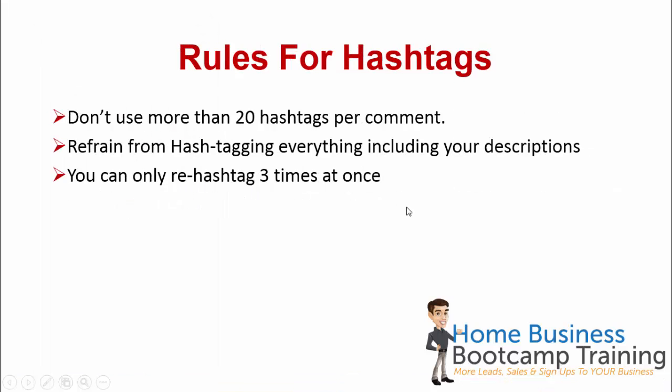This is how they're going to find you. So, rules for hashtags: you don't want to use more than 20 hashtags per comment, okay? Instagram now doesn't allow you to post more than 30 hashtags per comment, but don't use more than 20 because it looks too spammy, okay? And you want to refrain from hashtagging everything, including your descriptions. So you don't do it like every second word is going to be a hashtag or something, right?